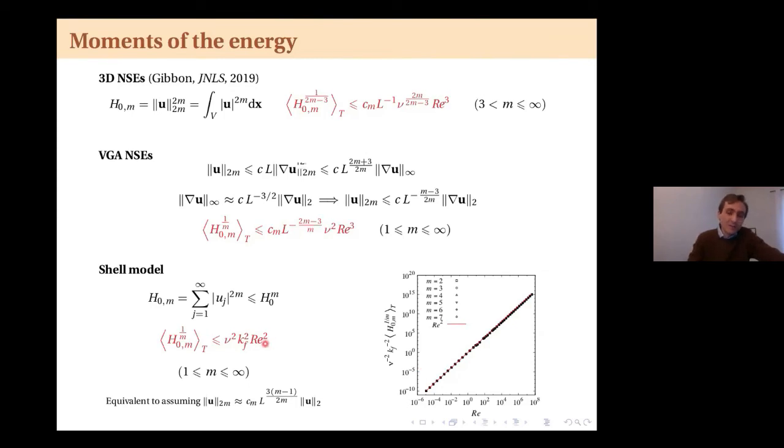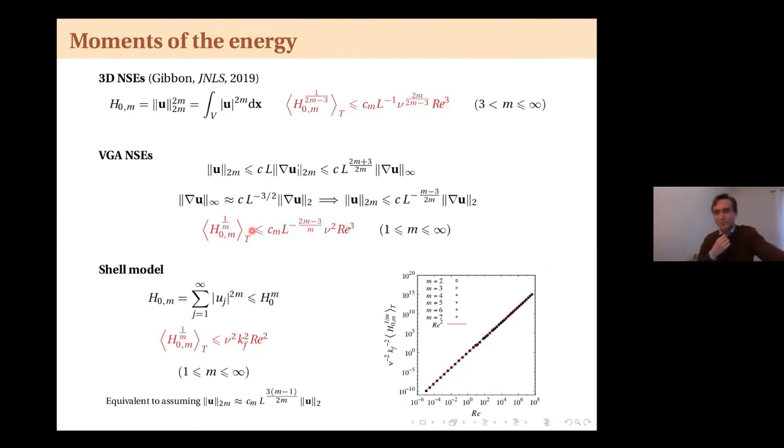And the reason is that if I really wanted my approximate or modified version of the Navier-Stokes equations to give the same behavior as the shell model, I would again have to suppress the very large fluctuations, not only in the velocity gradient, but also in the velocity, through a replacement like this one. So at the level of the energy moments, the dependence on Reynolds of the shell model is much weaker, not only than in the 3D Navier-Stokes equations, but also than in this velocity-gradient-averaged Navier-Stokes equation.